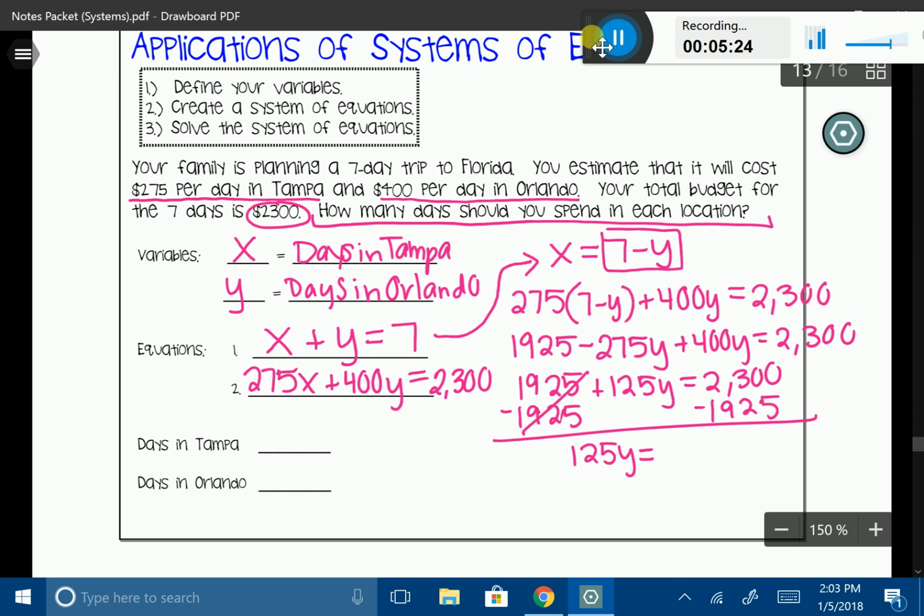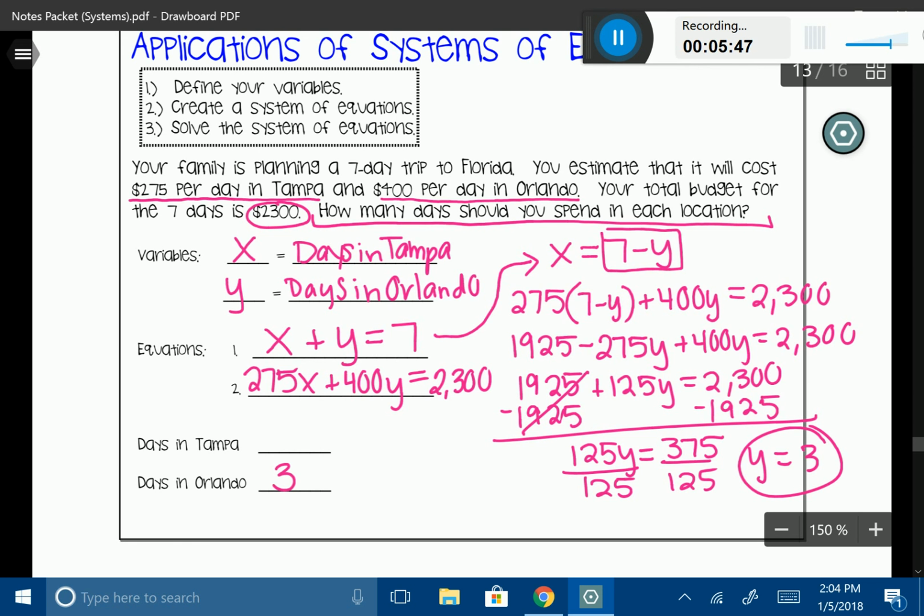And that's going to give me 375. All I'm doing right here is solving a multi-step equation. That's all. Okay, so y is going to equal 3. All right, well, if we go back to where we defined our variables, we can see that y represents the number of days in Orlando. So we are going to spend 3 days in Orlando.